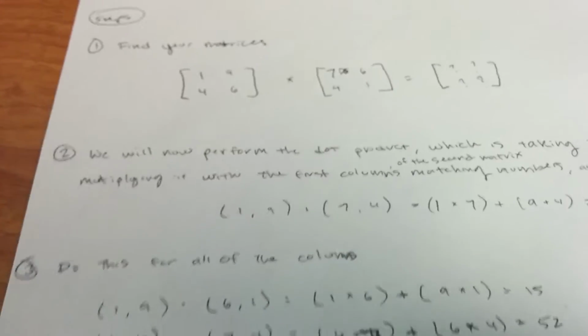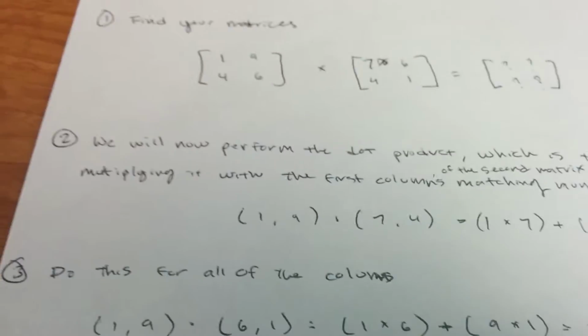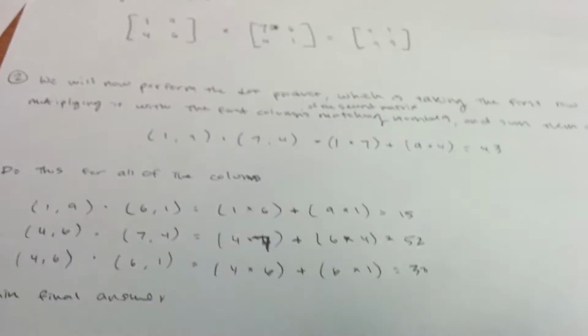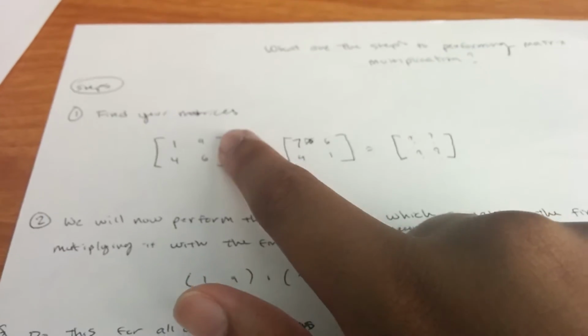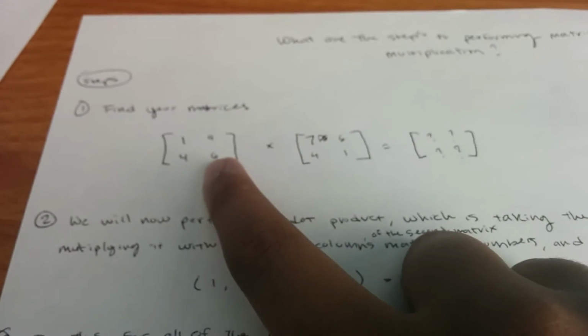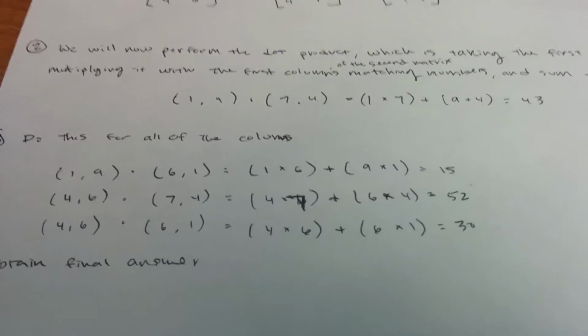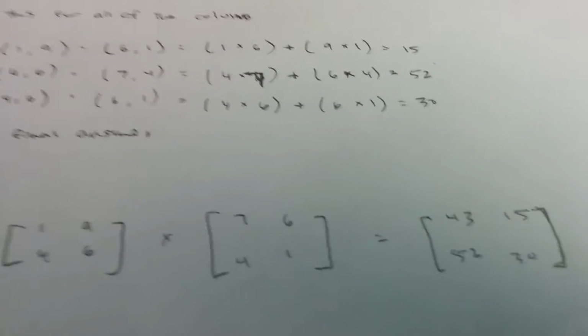You then must do this for all of the remaining rows and columns. So I have the last three equations labeled out here, using this row for this column and this row for both of these columns. As you can see here, we get the final totals of 15, 52, and 30. And then this is how you list it here.